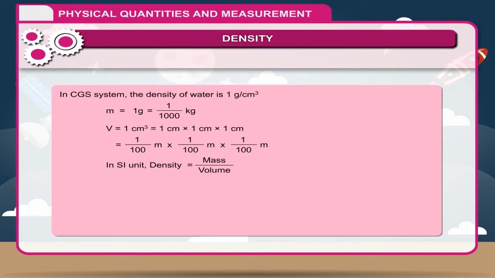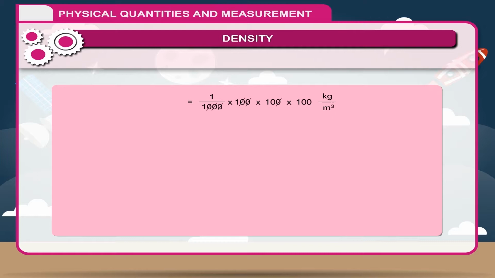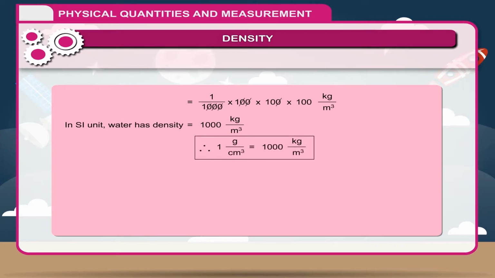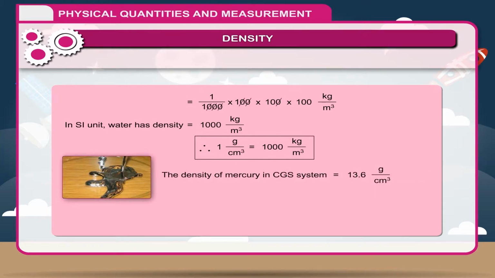In SI unit, density is equal to mass upon volume is equal to 1 upon 1000 kilogram whole upon 1 upon 100 meter into 1 upon 100 meter into 1 upon 100 meter is equal to 1 upon 1000 into 100 into 100 into 100 kilogram per meter cube. In SI unit, water has density is equal to 1000 kilogram per meter cube. Therefore, 1 gram per centimeter cube is equal to 1000 kilogram per meter cube. The density of mercury in CGS system is equal to 13.6 gram per centimeter cube.